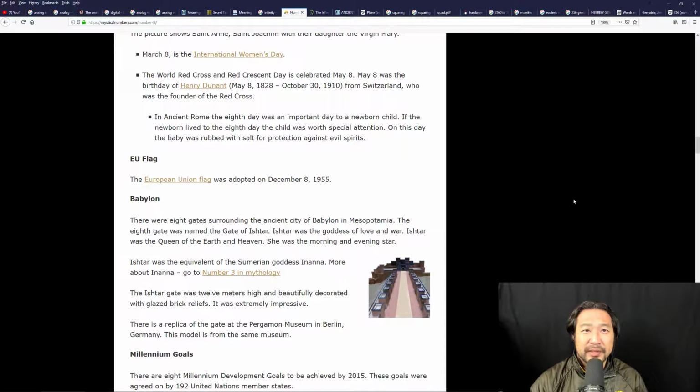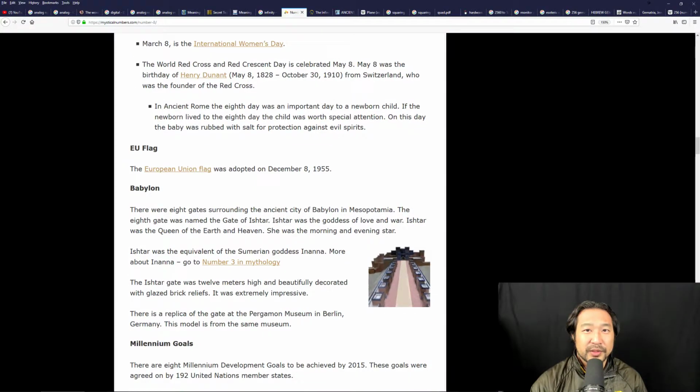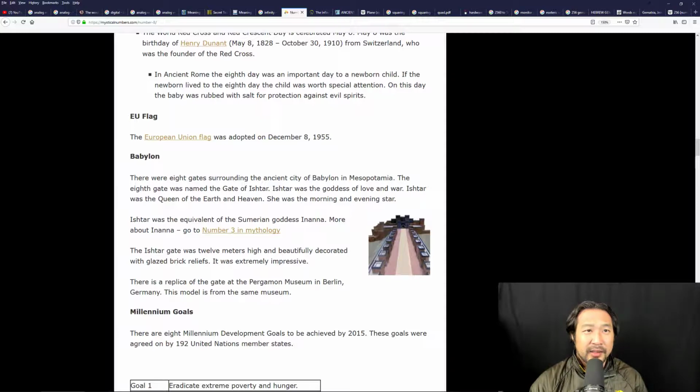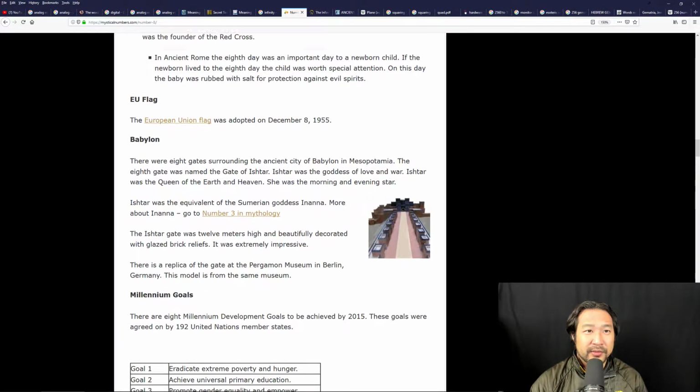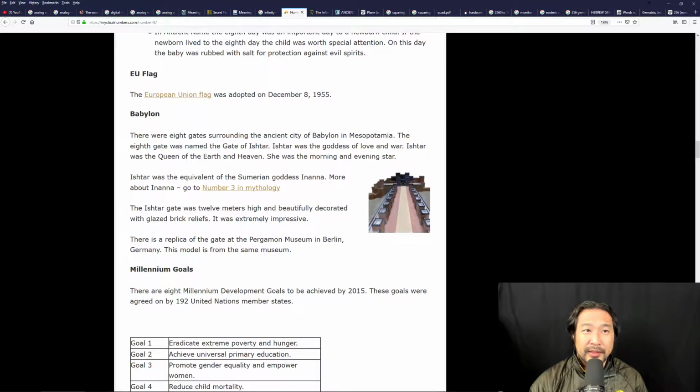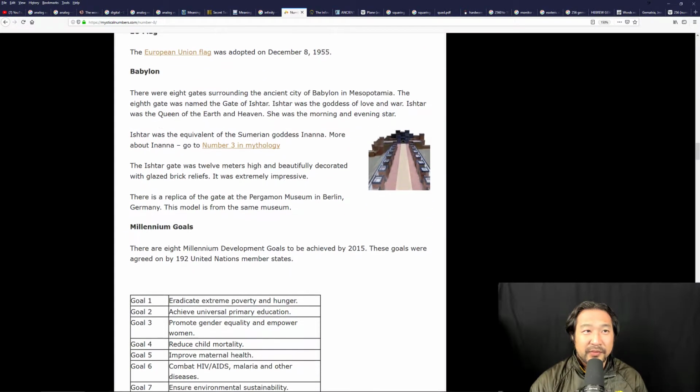In ancient Rome, the 8th day was an important day to a newborn child. As the newborn lived to the 8th day, the child was worth special attention. On this day, the baby was rubbed with salt for protection against evil spirits. The EU flag was adopted on December 8th, 1955.